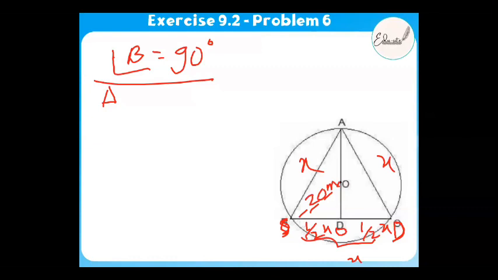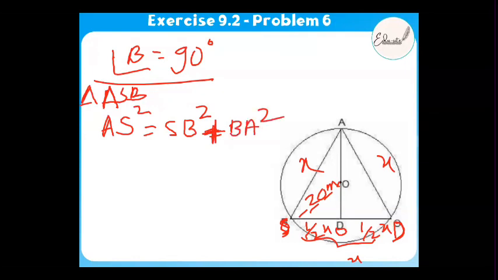Now we have the whole of the triangle, let's consider this triangle. Let's write the Pythagoras theorem for that. We are considering the triangle ASB. AS square is equal to what, beta? Is it equal to SB square plus BA square? Hypotenuse AS square is equal to SB square plus BA square. Is it?